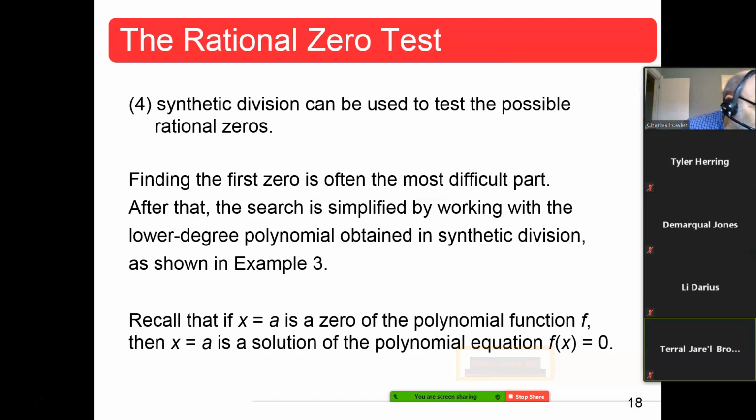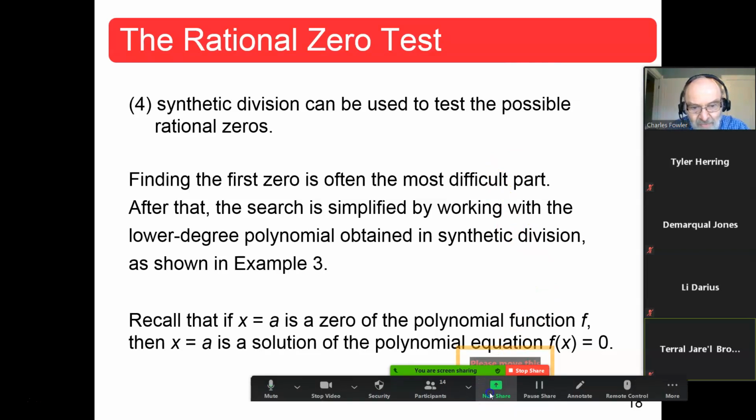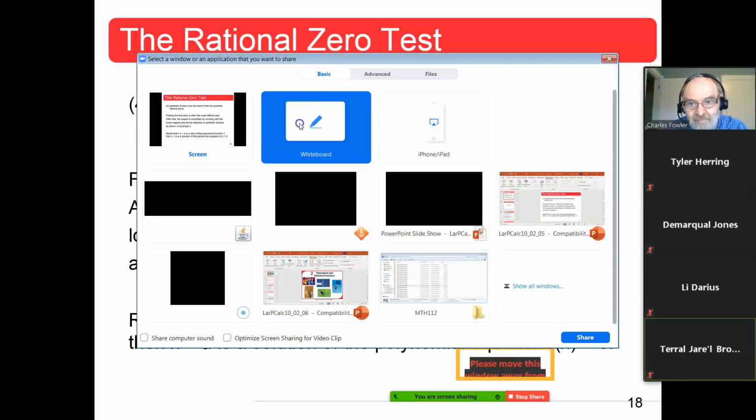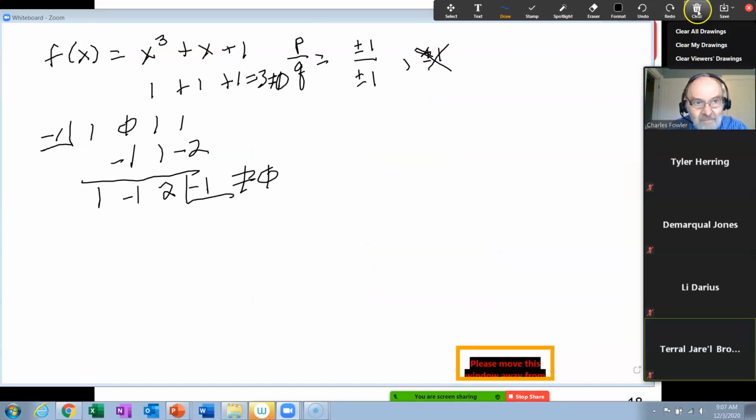Okay, let's do example 4 on page 155. Again, they don't have it on a PowerPoint. Back to the whiteboard. Any questions so far?